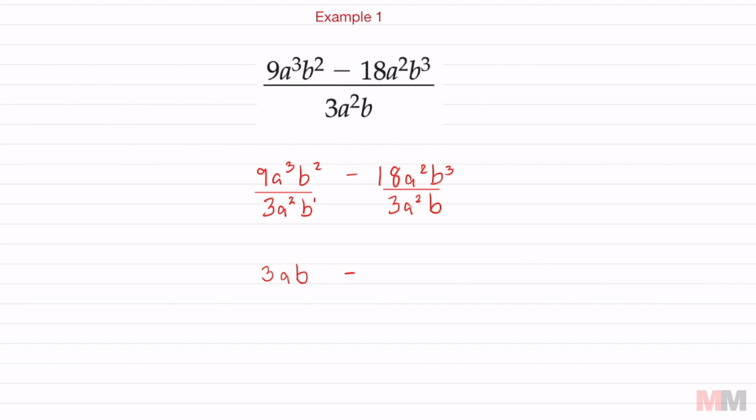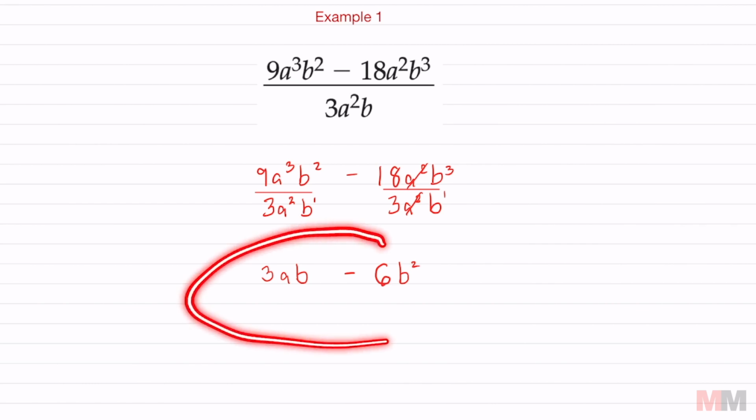Now you do the other one, and believe it or not, that is it. You're done. 18 divided by 3 is 6. A squared and A squared, if they are the same, they basically cancel out. And the last part, b to the third divided by b to the first power. Subtract the exponent, b squared. Bada bing, bada boom. You are done.